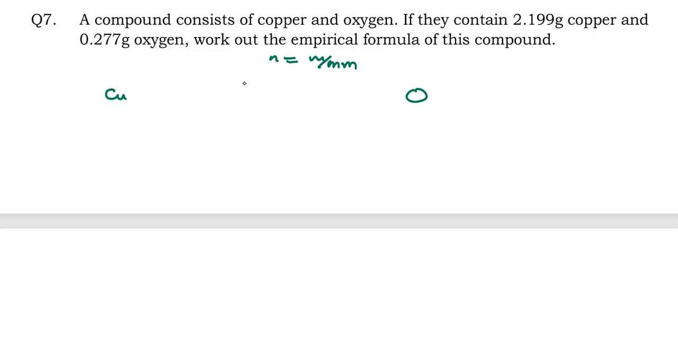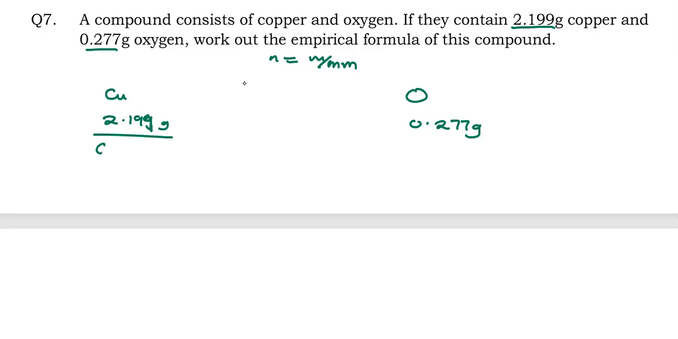Then you have been given the masses. For copper we have 2.199 grams. Here we have 0.277 grams. So what we are going to do now is to divide by the molar masses. What you need to know is that since this is just in its elemental form, it's not a compound, you just take the atomic masses which are on your periodic table.